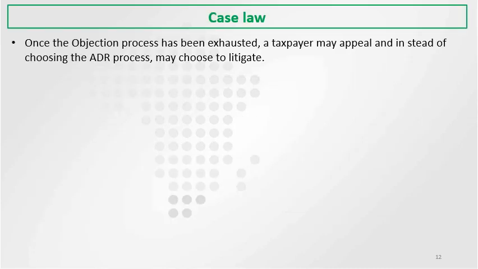Okay, when we look at case law, once the objection process has been exhausted, the taxpayer may appeal, and instead of choosing the ADR process, the taxpayer may directly choose to litigate. There are also instances where SARS chooses to litigate, and it has happened in the past when there are really important principal matters at hand. Now, this normally deals with large corporations, not with individuals, that both the taxpayer and SARS choose to take the matter to the courts in order for the courts to lay down the correct principles for future reference.